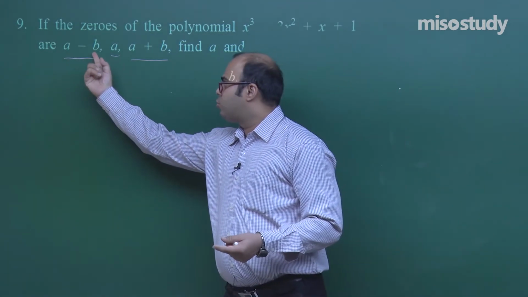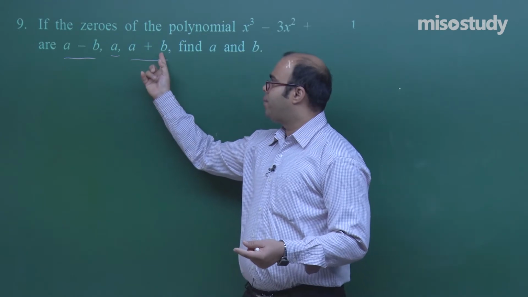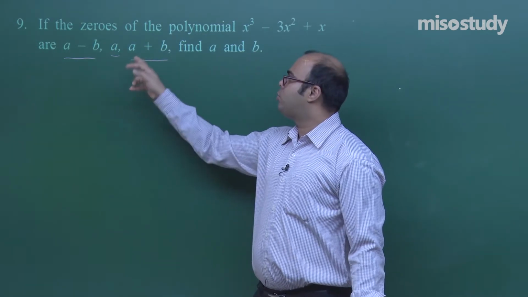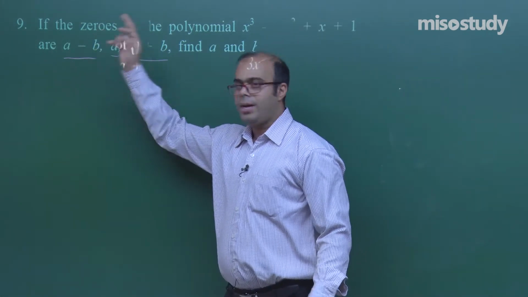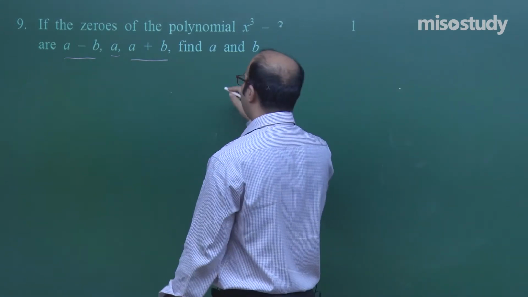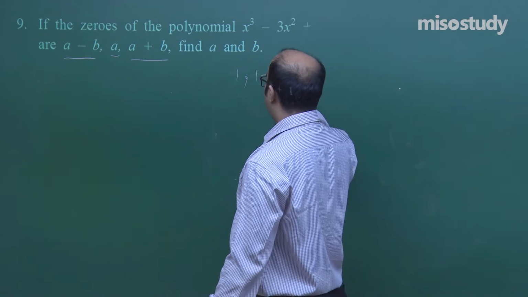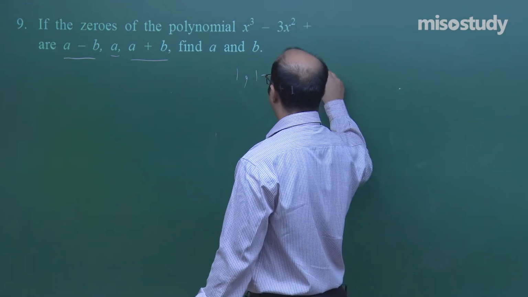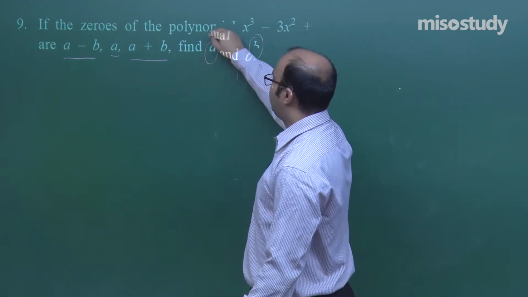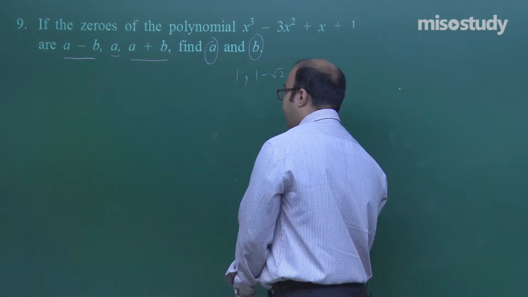If you take b as root 2, this will be a minus root 2, this will be a plus root 2. And if you take minus root 2, this will be a minus root 2, this will be a plus root 2. In any case, we are getting the zeros as 1, that is the value of a, 1 minus root 2 and 1 plus root 2. So the value of b is plus minus root 2 and the value of a is 1. This is what we are getting here.